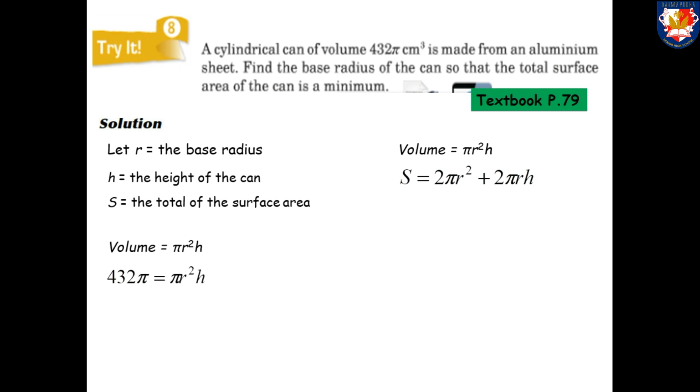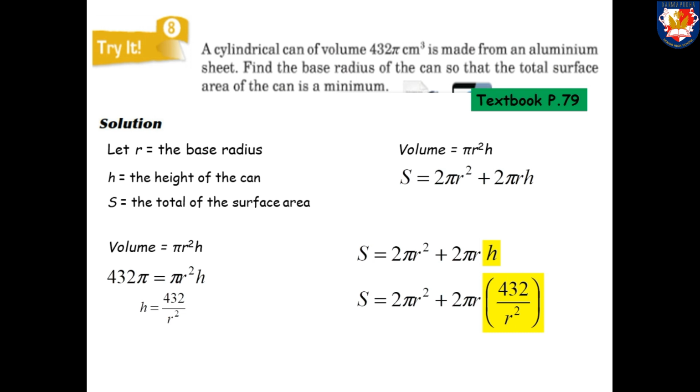So 432π = πr²h, and we write h in terms of r: h = 432/r². We have S = 2πr² + 2πrh, and we substitute the value of h in terms of r, and we obtain S = 2πr² + 2πr × 432/r². Simplifying this gives S = 2πr² + 864π/r.